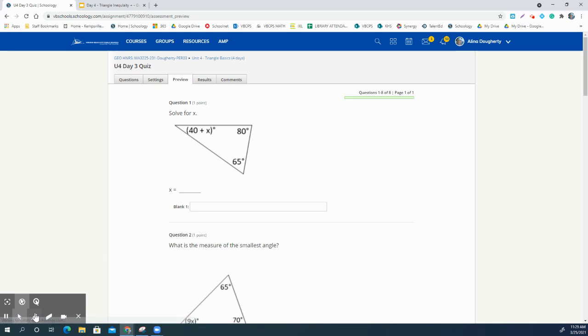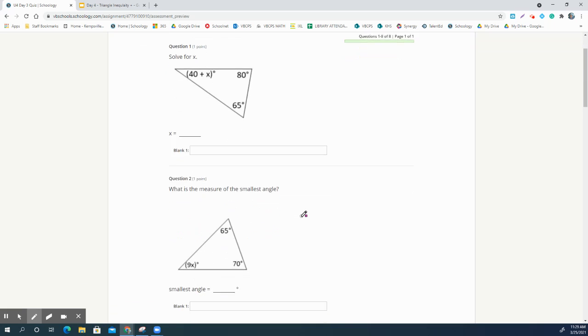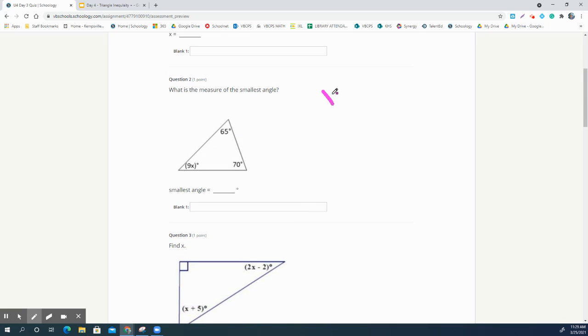Question number 2 is 100% the most missed question here. The most often submitted wrong answer is x equals 5. X equals 5 is true. If you add these 3 angles up and set them equal to 180, x is going to equal 5. Why is that not the right answer? It's asking for that smallest angle. So if I get x equals 5, I got to substitute that back in here and do 9 times 5. The correct answer here is 45 degrees is the smallest angle.